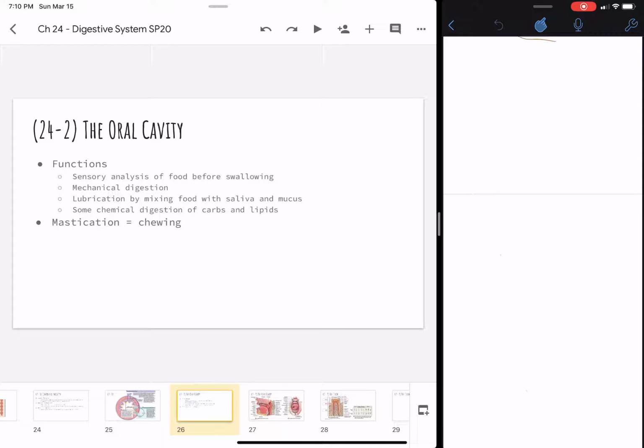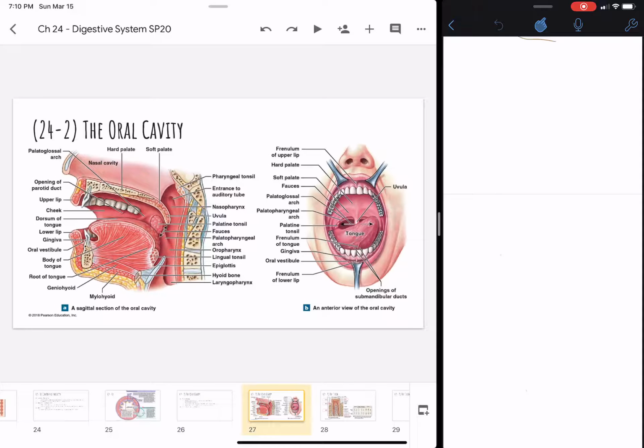And then some chemical digestion of carbs and lipids, but this will make a little bit more sense whenever we actually get to what's happening step by step as we go through digestion. And then the verb for chewing is actually called mastication. Some nice pictures on the left. We have a sagittal view, anterior to the left, posterior to the right, of the different sections of the oral cavity.